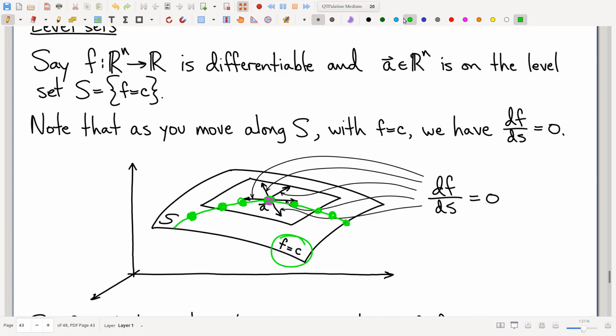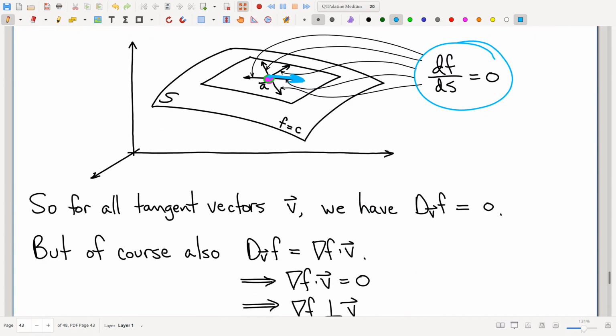Which means f is not changing as I move tangent to the curve. As long as I am moving tangent to the curve, I am in effect moving along a curve in that surface where f is not changing. And so that rate of change of f is 0, and we don't even need the curve anymore. As long as you're moving tangent to a level set, the function's not changing. Okay, so fine. Now here's the nice interpretation.